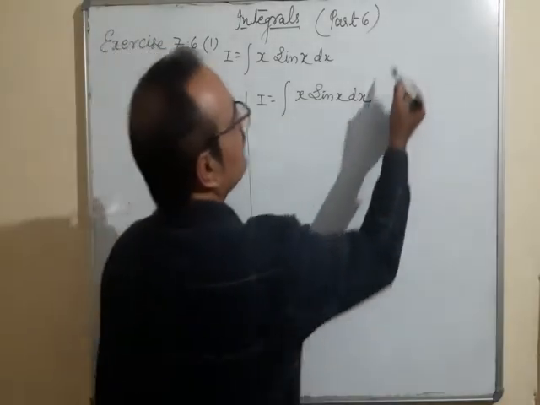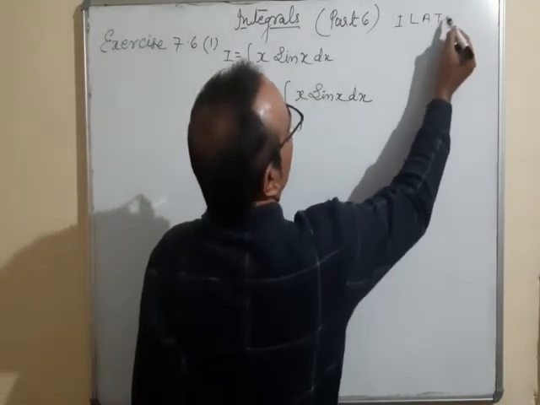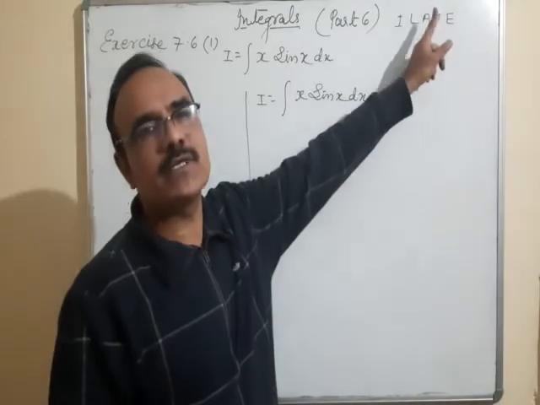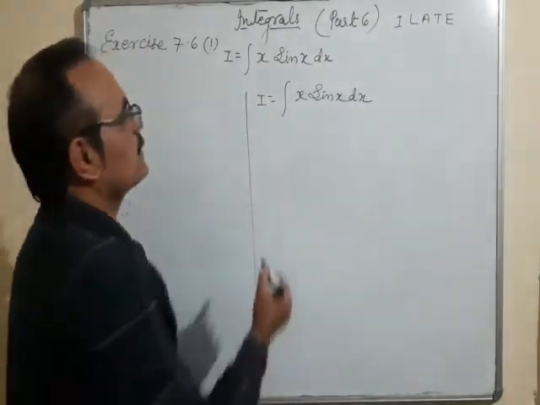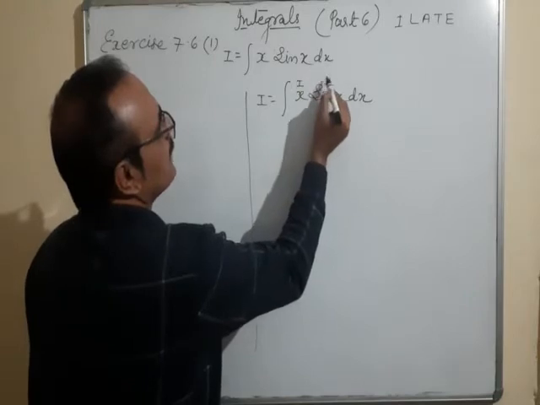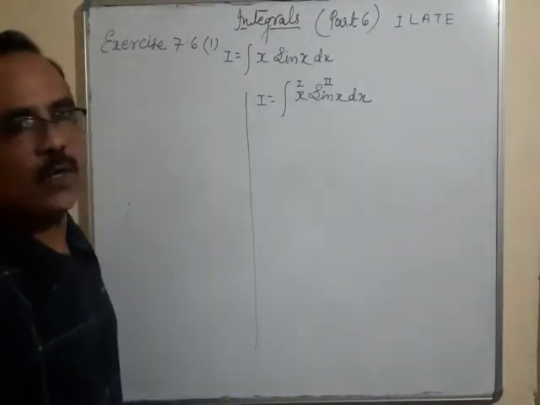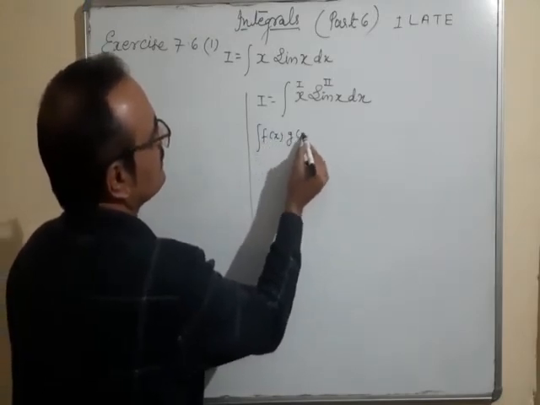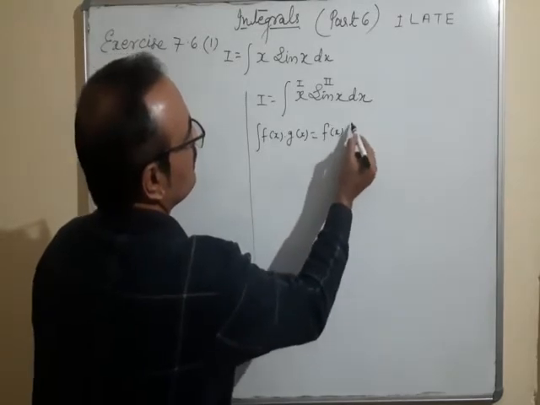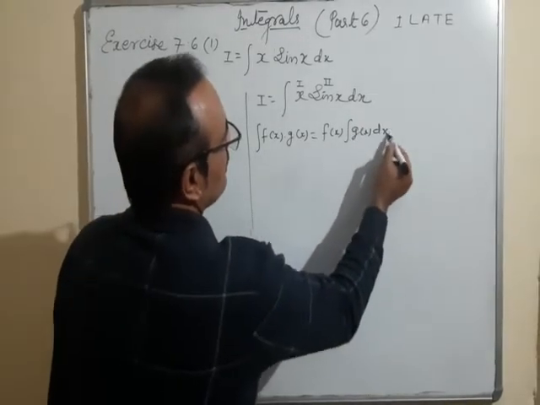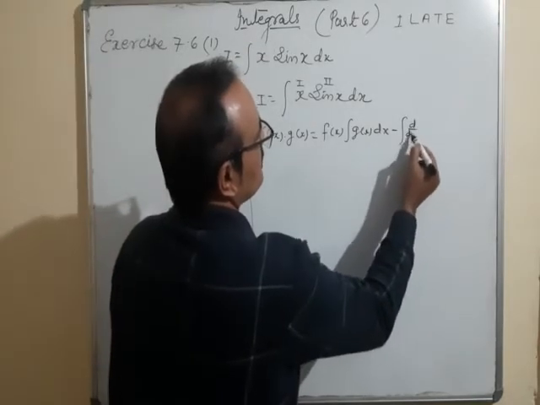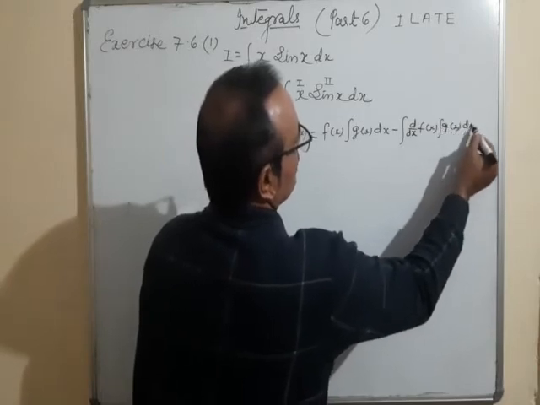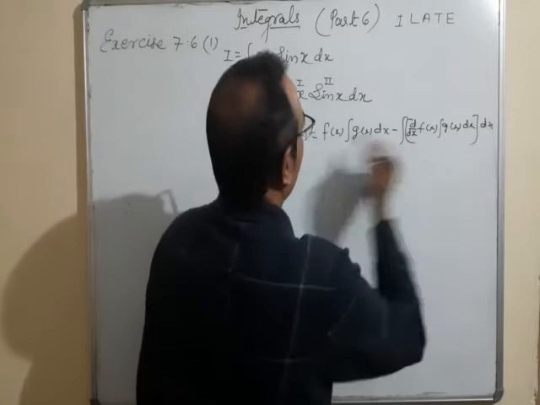According to the rule, ILATE, what should be taken first? Algebraic, and after that trigonometry is coming. First algebraic, second trigonometry. So that is first, it is second. Okay. Using the formula, what is it? I am writing the formula once again. f(x) times g(x) integration is equal to first function times integration of second function minus integration of differentiation of first function and integration of second function. After that, whole integration. Okay, this is the rule.